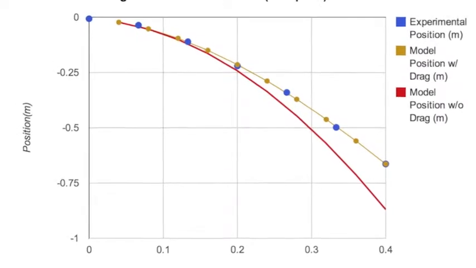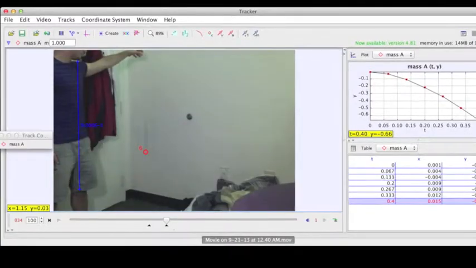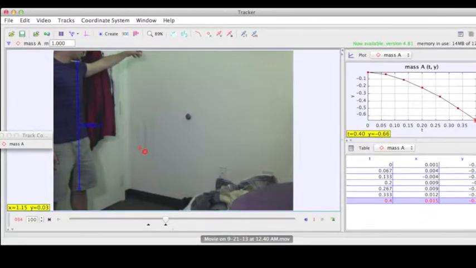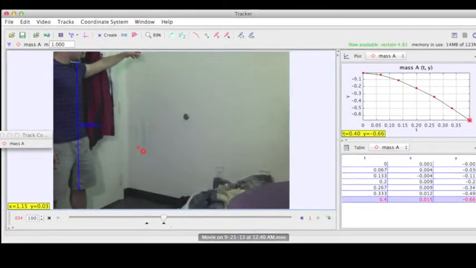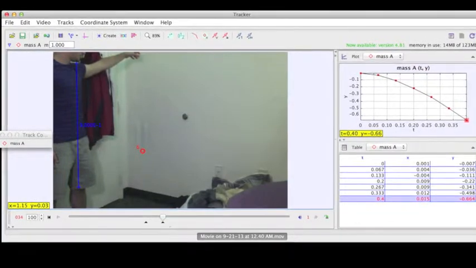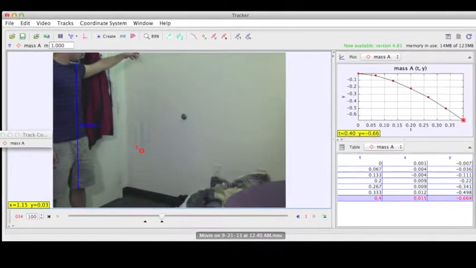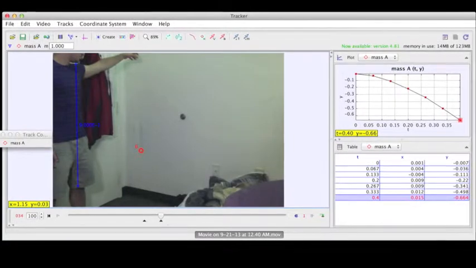from the video. Using Tracker, I recorded myself dropping a sock, as you've already seen. Unfortunately, the best frame rate I could get was 15 frames per second, so the amount of data points that I could collect before the socks touched the ground was less than what I would have hoped for. However, the amount will still suffice.